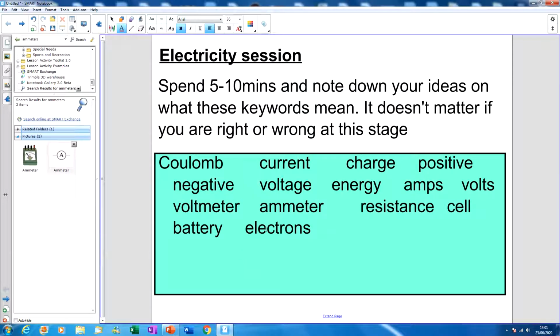You might have heard of an electron or a coulomb of charge. You might have heard about current and voltage. You might know which words to link with positive and negative. You might know what amps measure or volts measure. You might know how voltmeters or ammeters are connected up and what the circuit symbols are. You might know what resistance is and how it affects current. You might be able to link the concepts of a cell or a battery. So press pause and note down what you can.